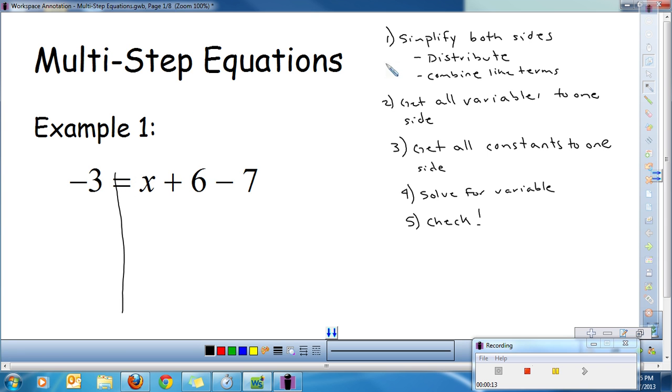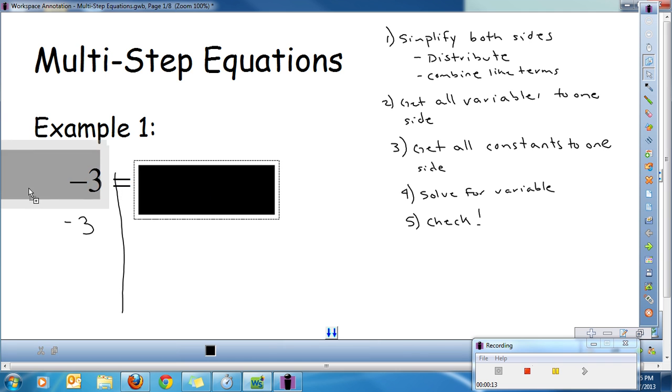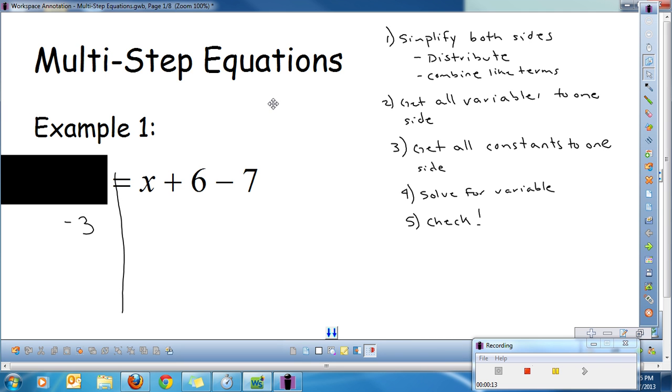So let's do our first example. We're going to go to step one: simplify both sides. What I want you to do is just visualize. I'm going to draw a box here. Ask yourself, is this side right here simplified? Yes, there's just a -3, so I'm going to bring it down. -3. Then ask yourself, is this side simplified? No.